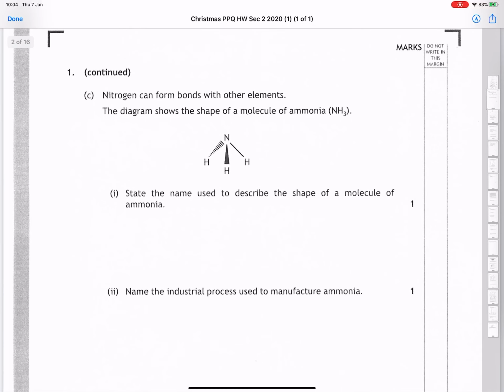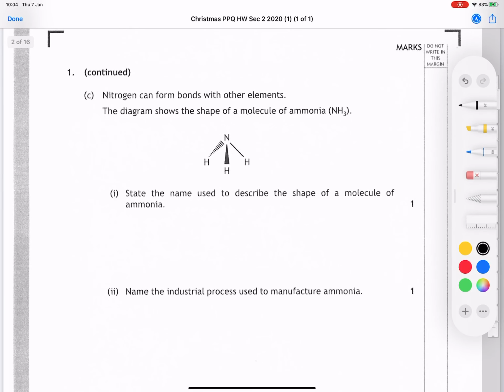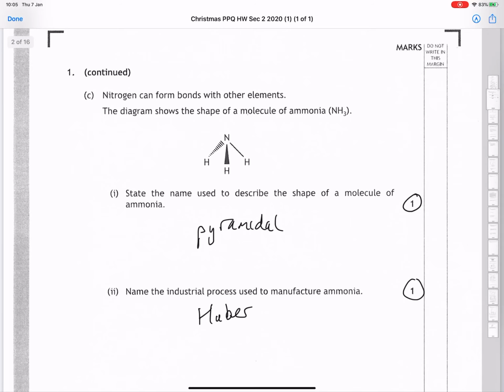So there's a picture of ammonia. Its shape is pyramidal, 1 mark, and the industrial process to make it is the Haber process, also 1 mark.